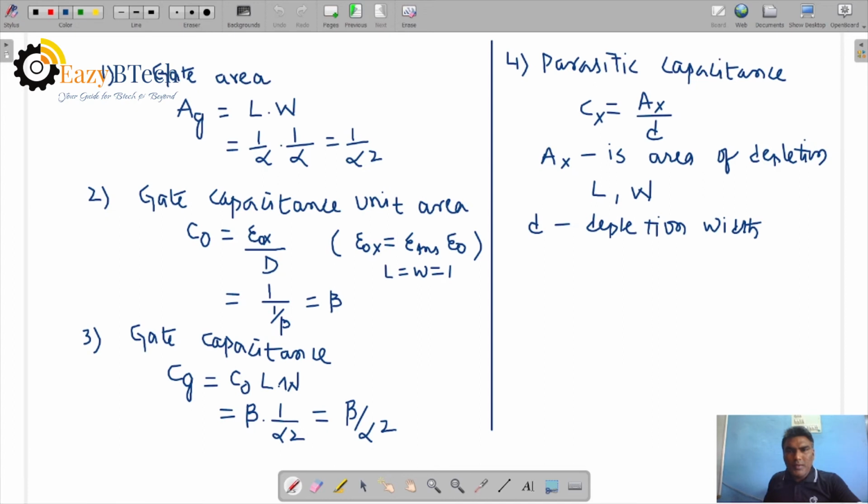Ax is scaled by 1 by alpha square, and this depletion width is scaled by 1 by alpha. So Cx is equal to 1 by alpha square by 1 by alpha. So this will be equal to 1 by alpha, right?